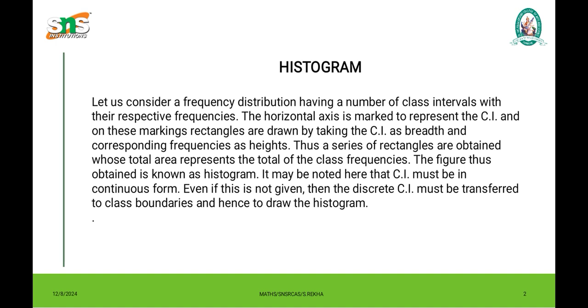A series of rectangles is obtained, based on the class frequencies. This figure is known as a histogram, and it may be noted here that the class intervals should be in a continuous form. Then the discontinuous form may be transformed to class boundaries, and hence we draw the histogram. So a histogram can be represented in the form of a continuous axis.